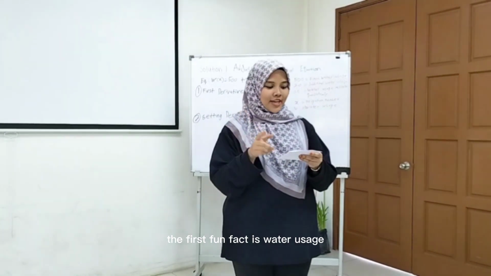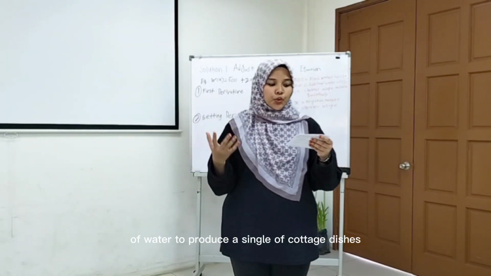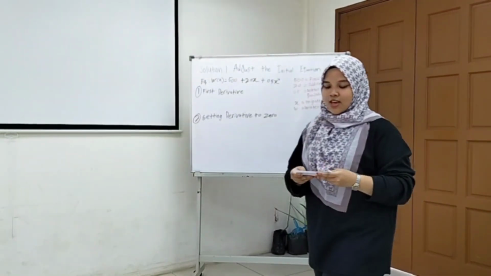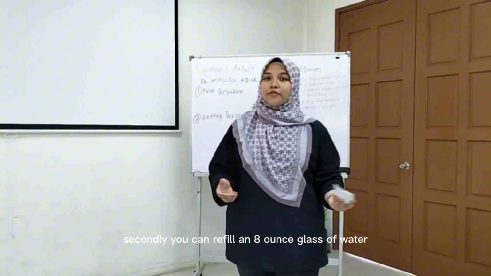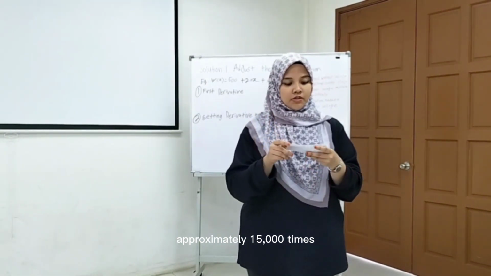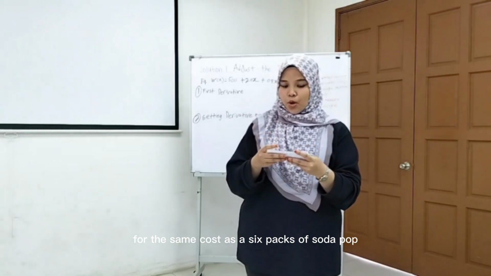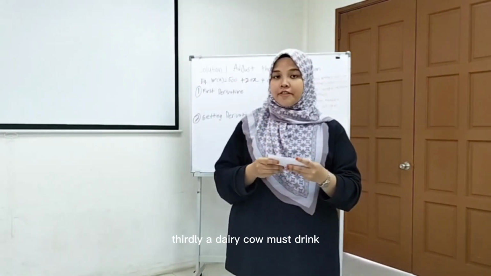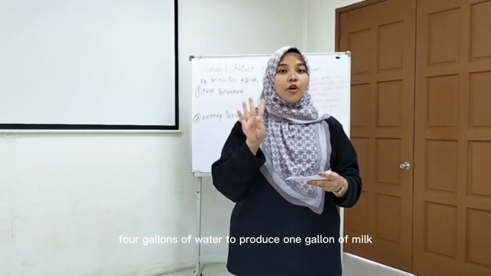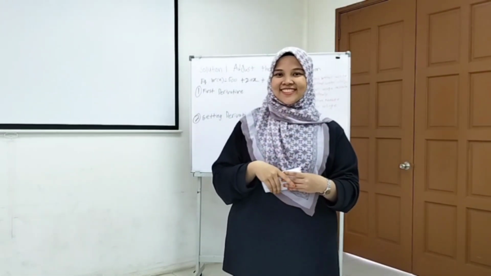The first fun fact about water usage is that it takes about 2,700 liters of water to produce a single cotton t-shirt. Secondly, you can refill an 8-ounce glass of water approximately 15,000 times for the same cost as a 6-pack of soda pop. Thirdly, a dairy cow must drink 4 gallons of water to produce 1 gallon of milk.